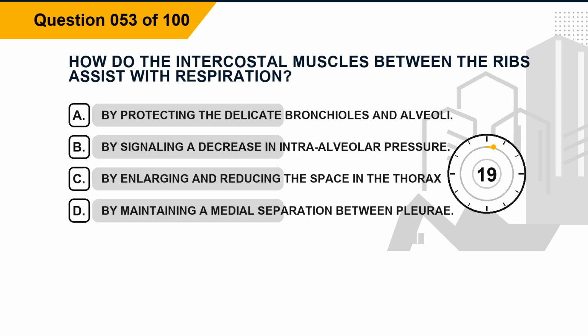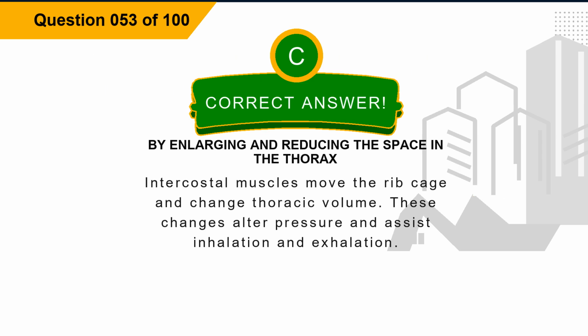Question 53. How do the intercostal muscles between the ribs assist with respiration? Option A, by protecting the delicate bronchioles and alveoli. Option B, by signaling a decrease in intraalveolar pressure. Option C, by enlarging and reducing the space in the thorax. Option D, by maintaining a medial separation between pleurae. The correct answer is option C, by enlarging and reducing the space in the thorax. Explanation: intercostal muscles move the rib cage and change thoracic volume. These changes alter pressure and assist inhalation and exhalation.